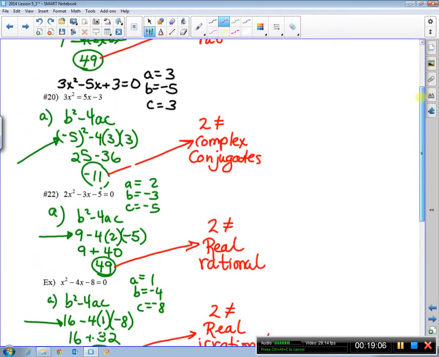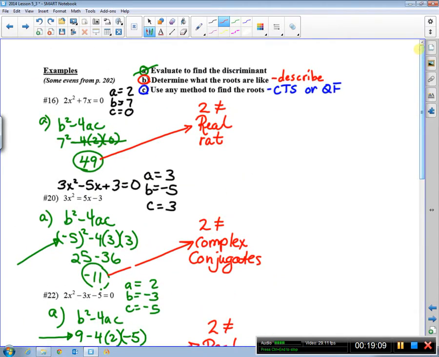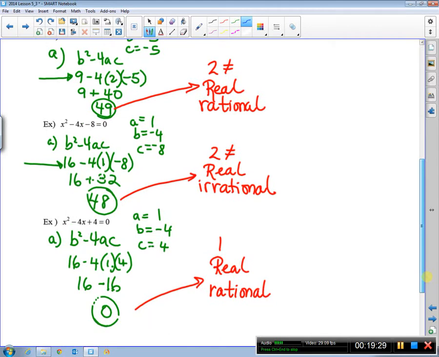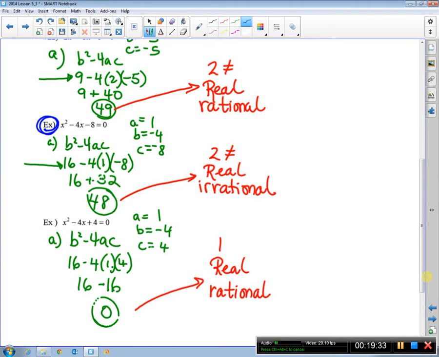All right, so let's do a little review from yesterday now. Let's just try one of these. I'm going to choose, actually, let's do x squared minus 4x minus 8. So let's find the roots for this one right here.